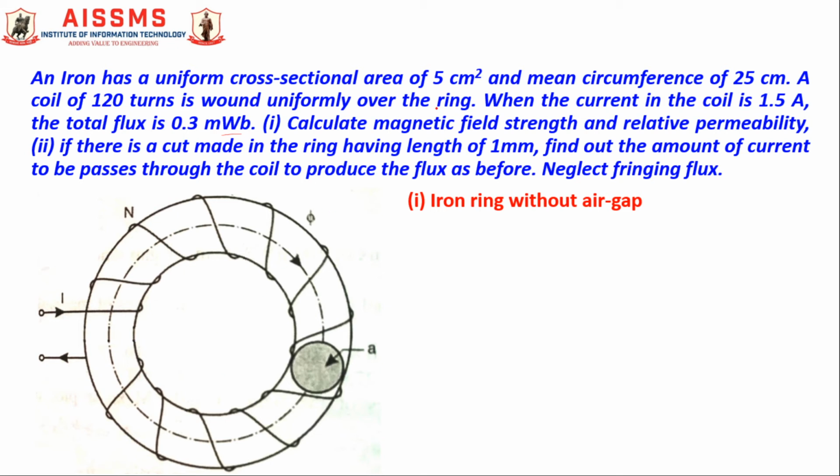Now the first aim is to convert the cross-sectional area, which is given in cm square, to meter square. Then convert length, which is given in cm, to meter. Then convert the unit of flux, which is milliweber, into weber. Then convert the length of air gap, which is given in mm, to meter. So let us find out first flux density.